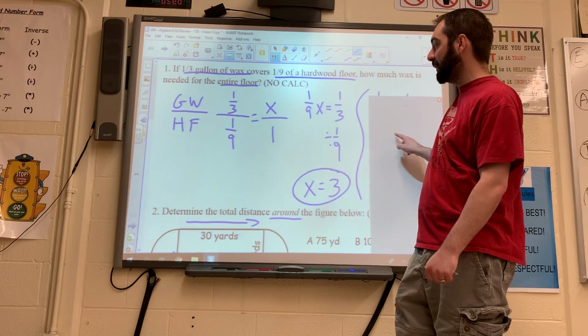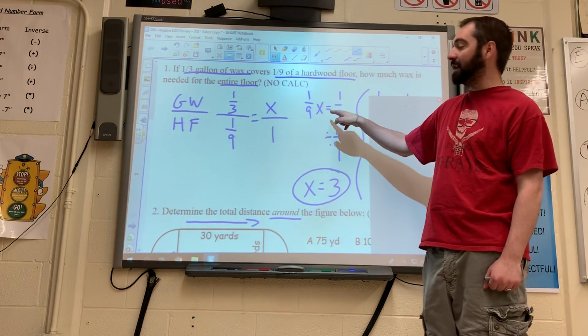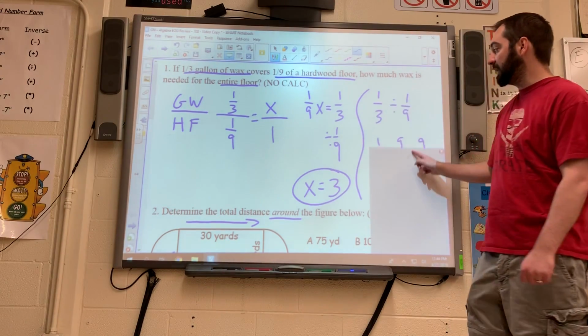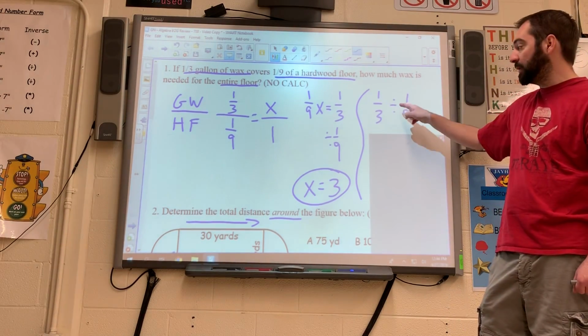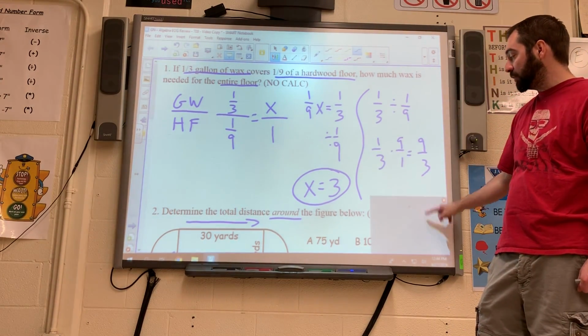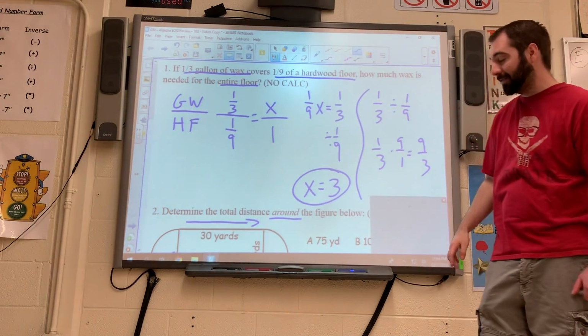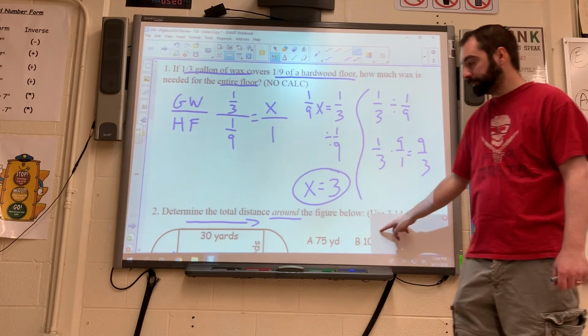We'll cross multiply. We get 1/9 x equals 1/3. Isolate x by dividing by 1/9. Off to the side, the real division problem is 1/3 divided by 1/9. Keep change flip. You should get 9/3. 9/3 easily reduced to 3 because 9 divided by 3 is 3.